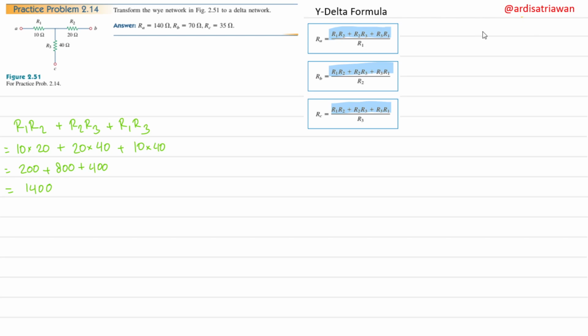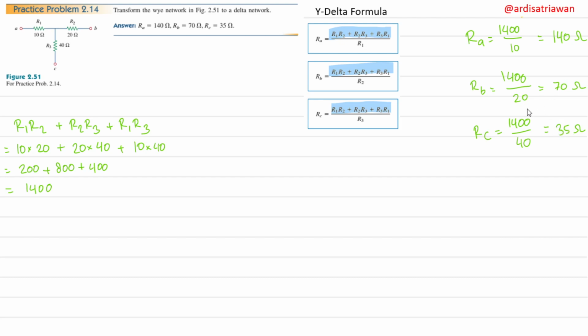Okay, so now RA is just this one, 1400 divided by R1, which is 10. So I'll have, what is it, 140. And then RB will be 1400 divided by R2. Our R2 is 20 ohm. So I will have this one is equal to 70. And lastly, it is RC, which is 1400 divided by R3, which is 40. And that will make this 35 ohm.